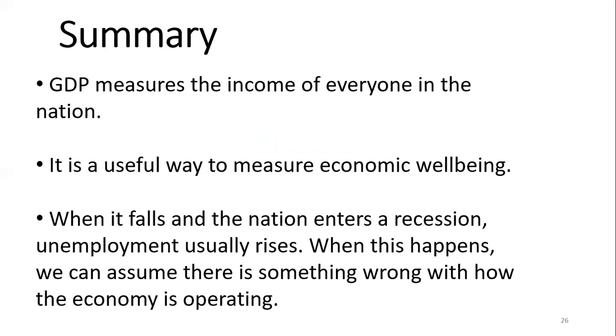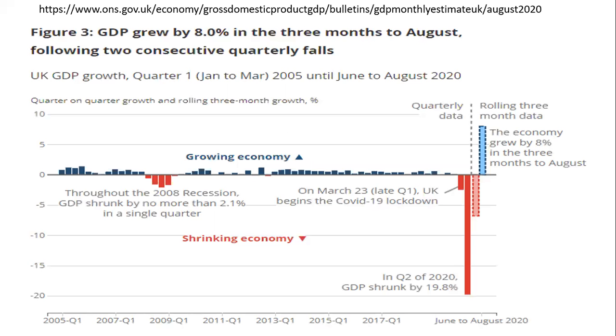So far anyway. So to summarise then, GDP is a measure of the income of everybody in the country. It's a measure of national income, and it's one way to measure economic well-being and how economically well off the country is. When GDP falls, the economy goes into recession, and as we enter a recession, unemployment usually goes up. And when unemployment goes up and GDP is going down, we tend to assume something's wrong with how the economy is operating. Just the way when we see this big decline, we can see the economy isn't quite up to the health that it's usually at.